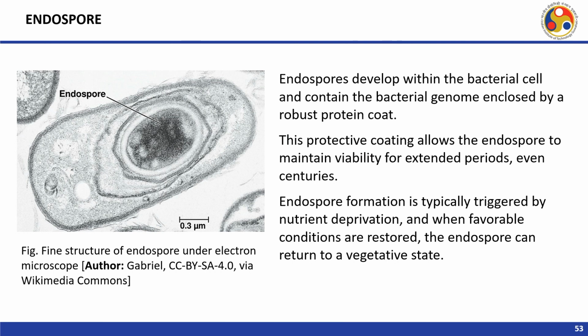Endospores develop within the bacterial cell and contain the bacterial genome enclosed by a robust protein coat. This protective coating allows the endospore to maintain viability for extended periods, even centuries. Endospore formation is typically triggered by nutrient deprivation, and when favorable conditions are restored, the endospore can return to a vegetative state.